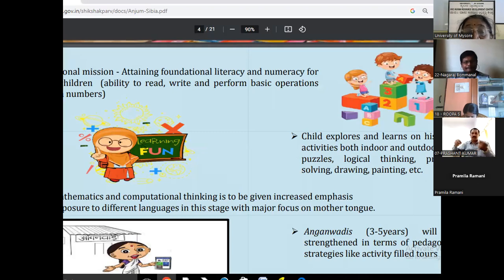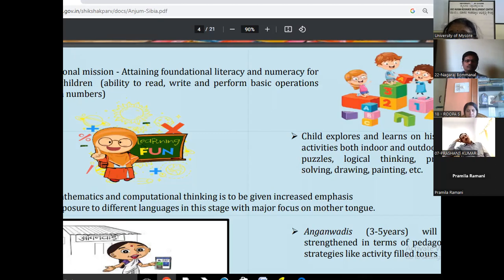Now, here the mission is attaining foundational literacy and numeracy for the children. Sorry, it's going a little out of the frame. And how to do it? We have got some activities here. Child explores and learns from the activities, both indoor and outdoor, that is through puzzles, logical thinking, problem solving, painting, etc. So we'll have games, building blocks, or some funny stories. These kinds of activities we should give to the child. And Pancharatna Kate, all those things where the children will get to know about ideas also.